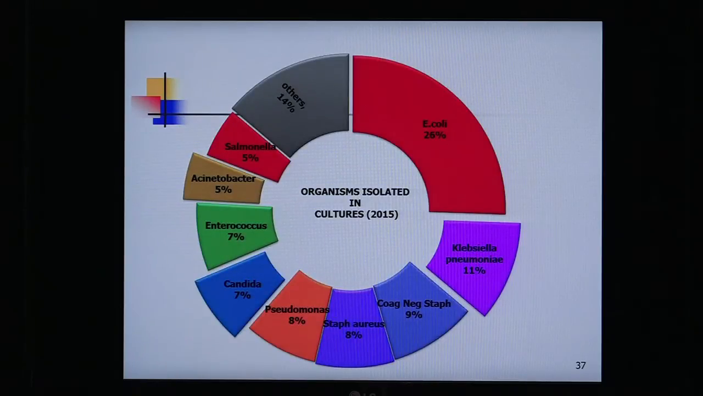And if you see the major organisms, if you minus the others 14%, then 86% of the organisms that are recovered in cultures are only 8 or 9. So, E. coli, Klebsiella, coag negative staph, Staph aureus, Pseudomonas, Candida, Enterococcus, Acinetobacter, Salmonella. So, I always tell my clinician friends, these are only 8 or 9 enemies. I think you take a little more interest in them and try to know them as I do, so that we can make a better team of fighting these infections. They are not so difficult.